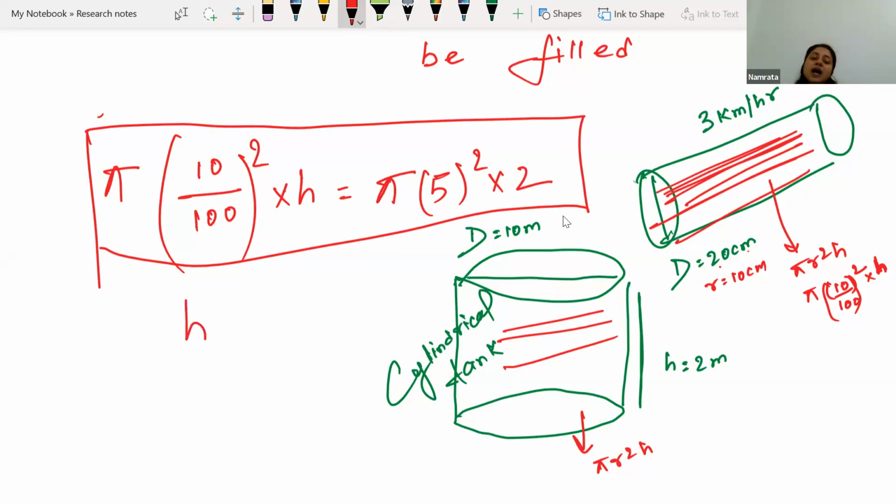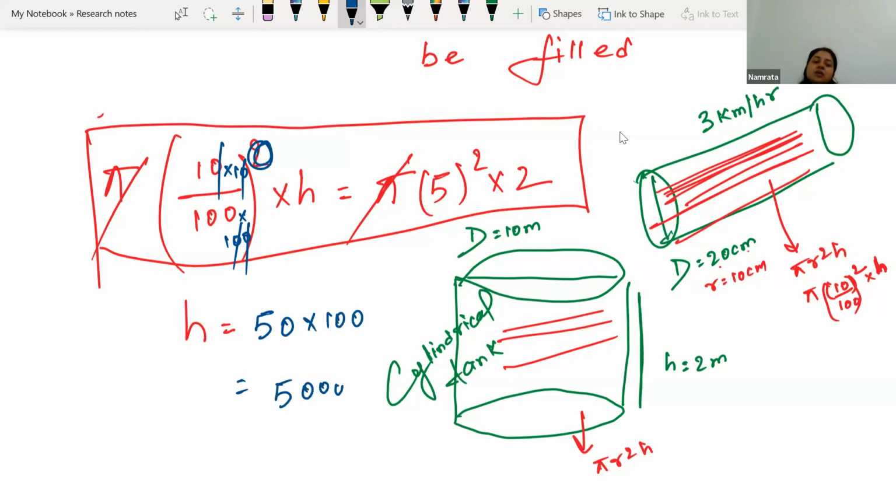From here we will get the height of this pipe. So let's see what the height of the pipe will be. This pi will get cancelled out. Let's do it quickly. Here 10 times 10 is there, here 100 times 100 is there. So we get 1 by 100 over here, which will go to the other side. So we will have 25 times 2 is 50, and 100 will go to the other side. That means 5000 meter, right?